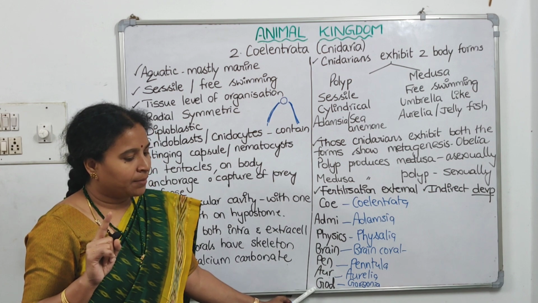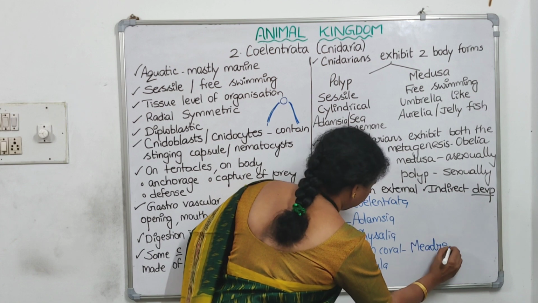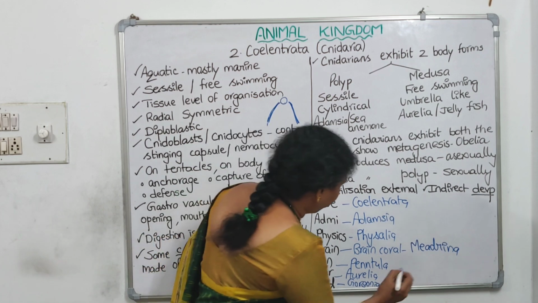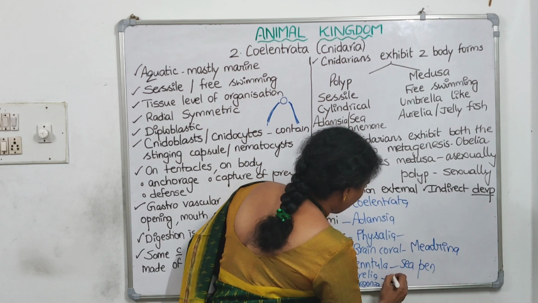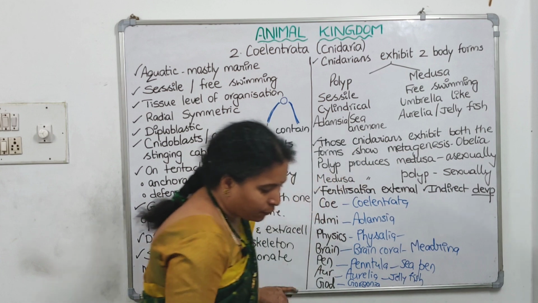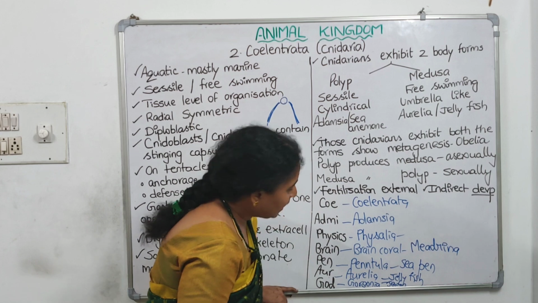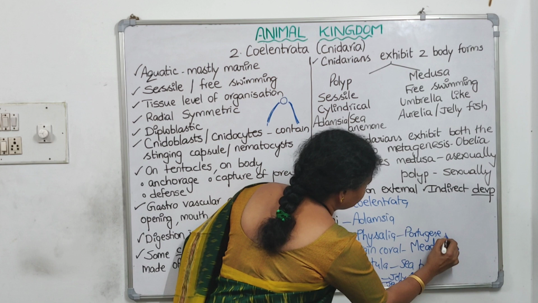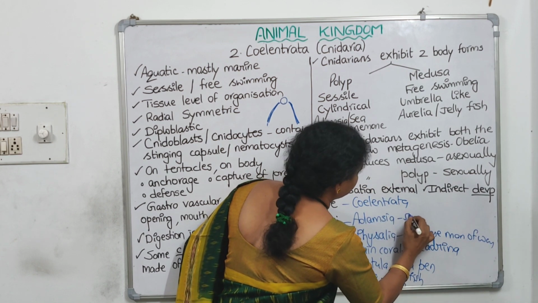So brain coral, what's the other name of brain coral? Meandrina. And Physalia is called Portuguese men of war. Peninsula is called sea pen. Aurelia is called jellyfish. What is Gorgonia called? Sea fan. And Adamsia, it is sea anemone.